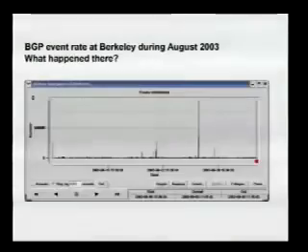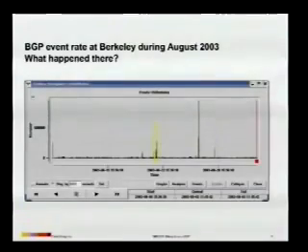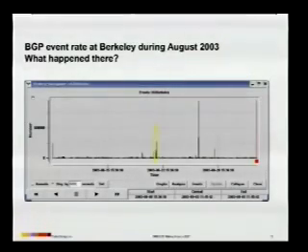So how well does the stemming analysis work? I mean, what kind of stuff does it find? What can it show you? Now let's look at this case study. We will show what happened in that one event spike.